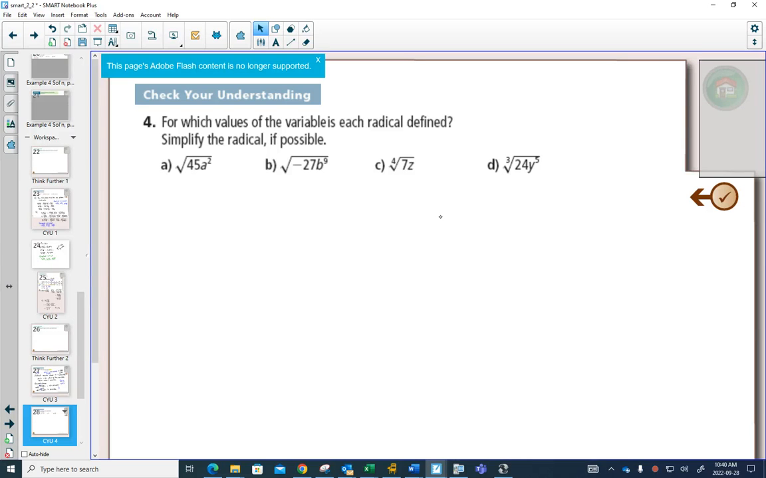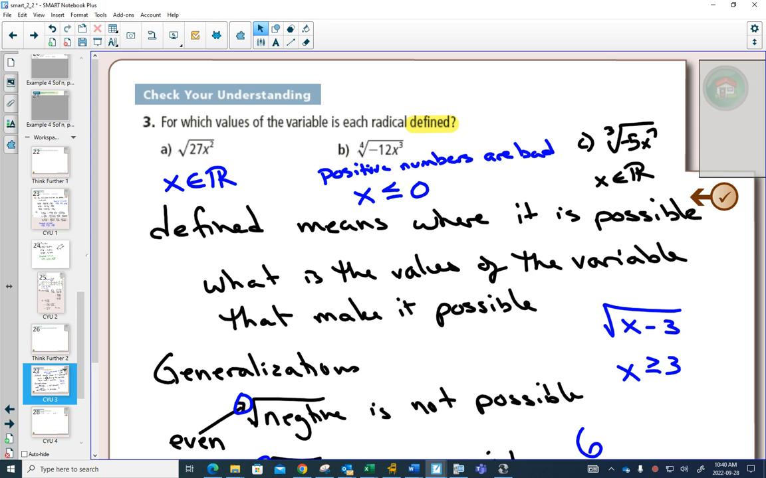Or maybe I can just combine example 3 and 4 together. Okay, because this one says, for which values of the variables is each radical defined? Well, we can review what we just saw in question 3, where we said, what does define mean? Where it's possible. And what does that mean when it's possible? What are the values of the variable that make it work? And what are the values that don't make it work?